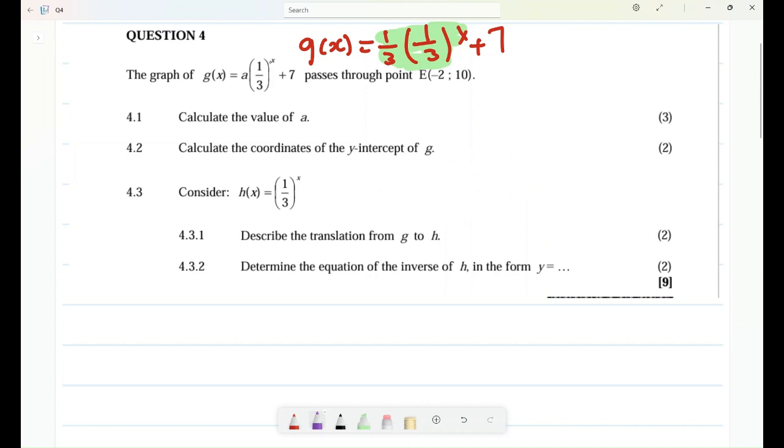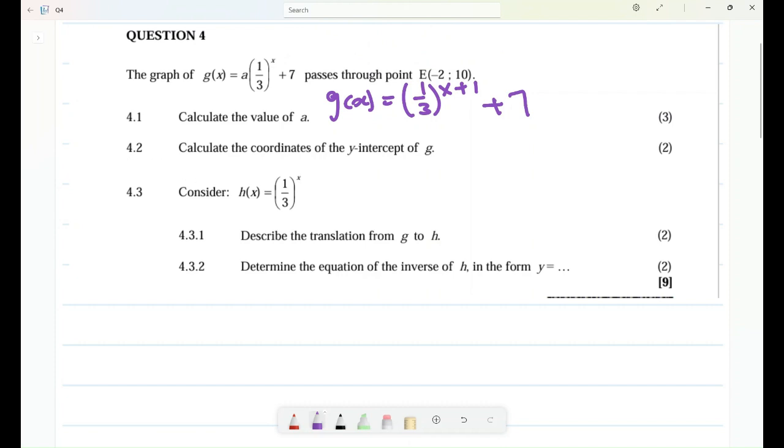When we apply that law here, we're going to have g of x as what? 1 over 3 to the power of, you can say 1 plus x or x plus 1. When you add, the order does not matter. 1 over 3 to the power of x plus 1, plus 7. All right? Yes, you can write it like this.